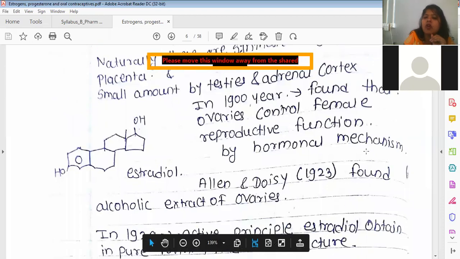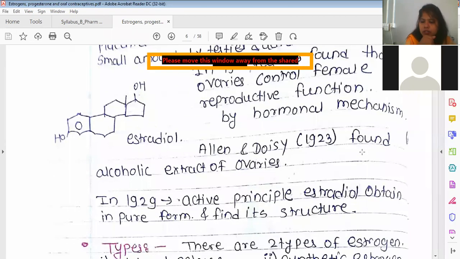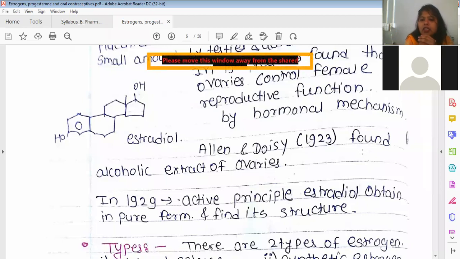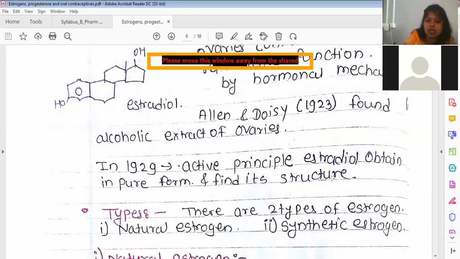In the 19th century, it was found that the ovaries control the female reproductive system. Previously it was not much known, but after the 19th century it came to be known that the ovaries play the major role in the reproductive system, and that the ovaries act by a hormonal mechanism. Then Allen and Doisy in 1923 found the alcoholic extract of the ovary, and after studying that alcoholic extract of the ovary, they came to know about the estrogen or the estradiol.